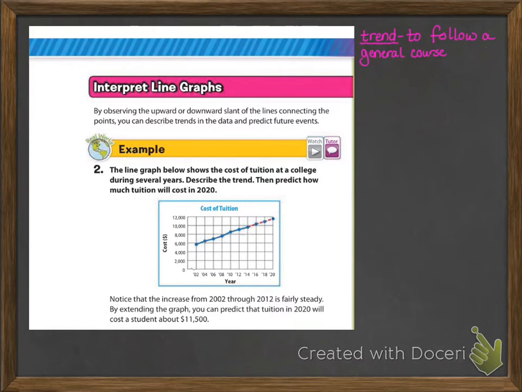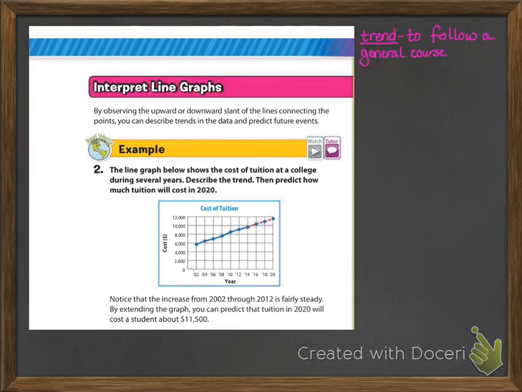What you would not do is just sit there and say, well, see how this is going up, and then do dots that look like this and have it go straight off or even downward, because that doesn't make sense. Since it's continuing to rise, you're going to assume for this graph, for the cost of tuition, it's going to continue to rise as well. So let's go ahead and talk about that further.